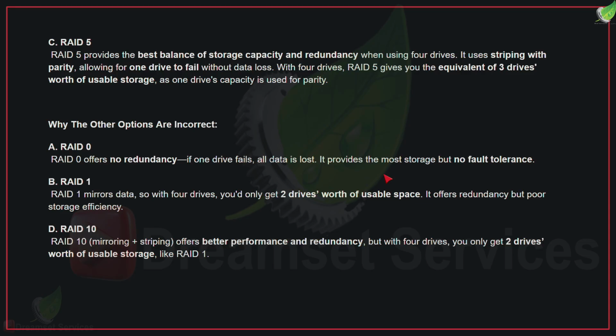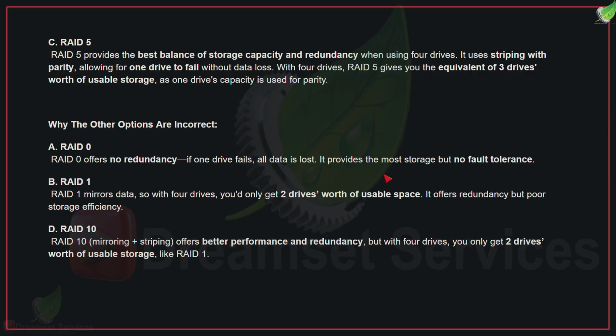Why the other options are incorrect? A. RAID 0. RAID 0 offers no redundancy. If one drive fails, all data is lost. It provides the most storage but no fault tolerance. B. RAID 1. RAID 1 mirrors data, so with 4 drives, you'll only get 2 drives worth of usable space. It offers redundancy but poor storage efficiency.